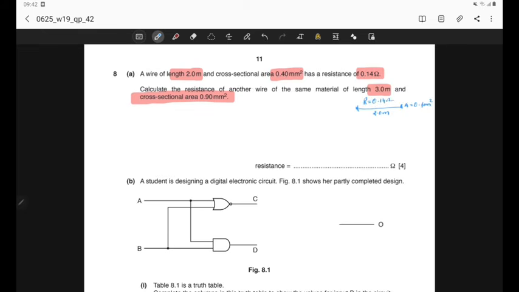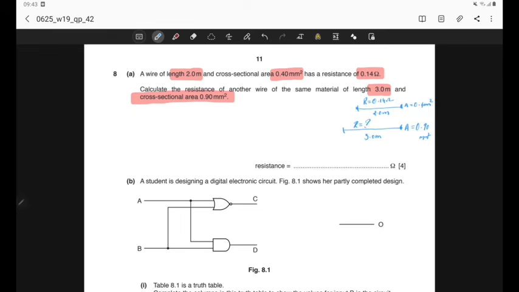But the same material used to make this wire has been used for another wire with a length, instead of 2, now increased to 3 meter, and its cross-sectional area also increased from 0.40 to a new cross-sectional area of 0.90 millimeter square. So both the length and area of cross-section have increased. So what will be the new resistance? For the second wire, we need to calculate the resistance.